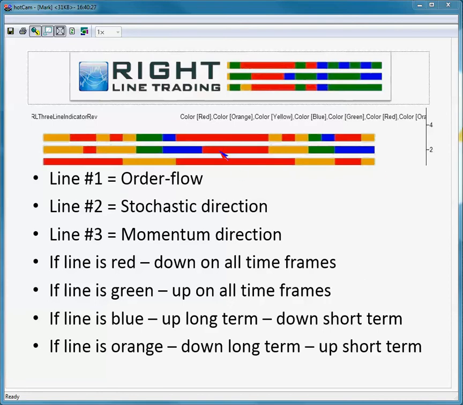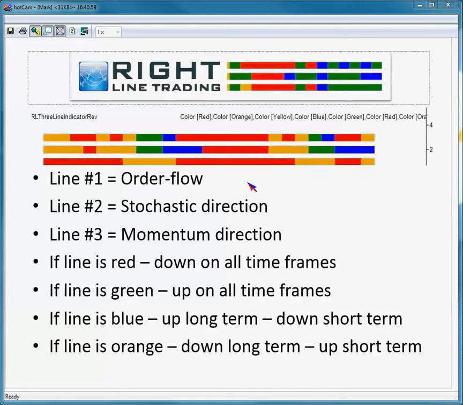Now, these are the 3 lines. The key lines are the first and third line. The first line is order flow. The second line is stochastic direction. And the third line is momentum direction. This really is our only indicator. It is the only indicator that shows below price action. Everything else is read right off the price bars.